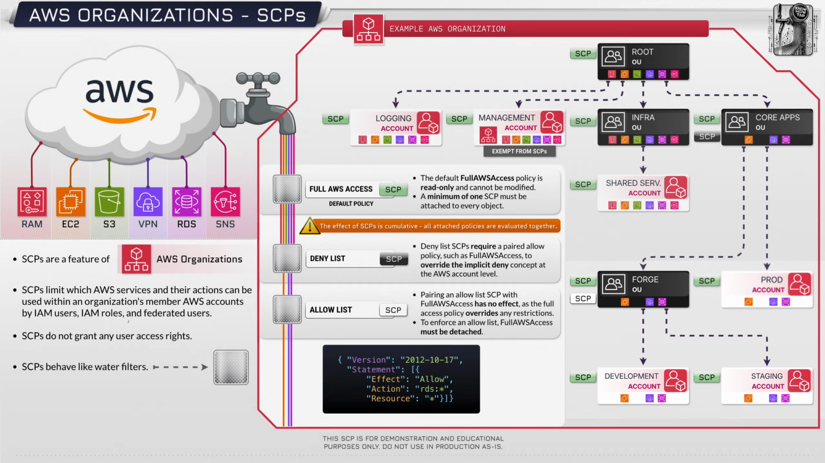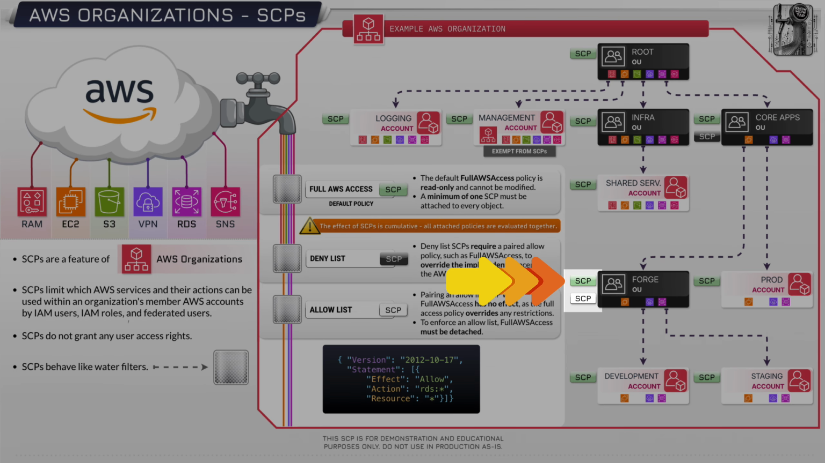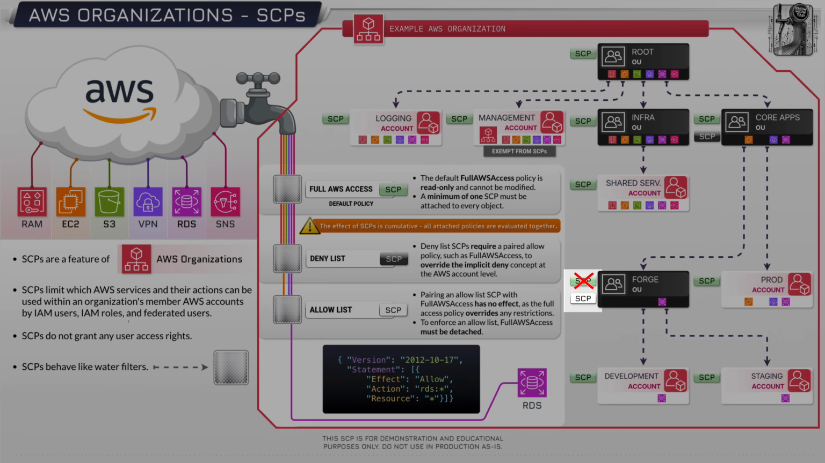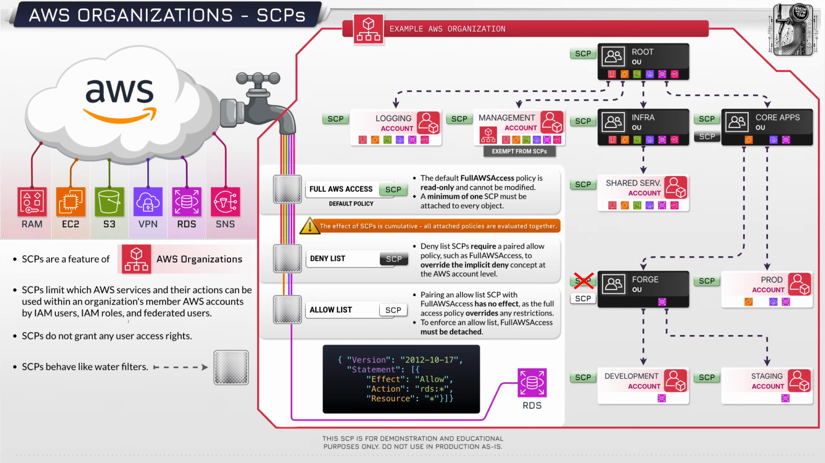Did you catch it? The FullAWSAccess SCP is still attached to the Forge OU, and as we discussed earlier, allow lists can never conflict with each other. They simply permit the same services multiple times. Because of that, the allow list isn't taking effect yet. Once we remove the FullAWSAccess SCP, we can see that the intended behavior kicked in, and only the RDS service is now allowed exactly as expected.